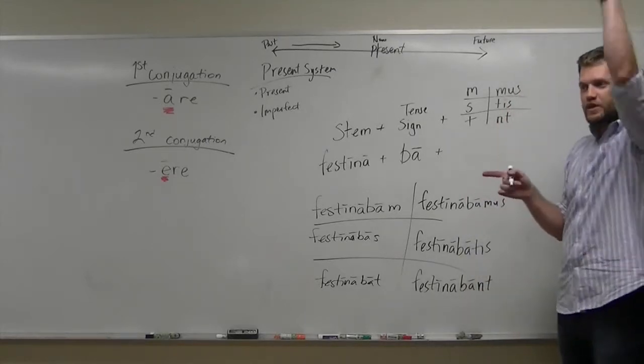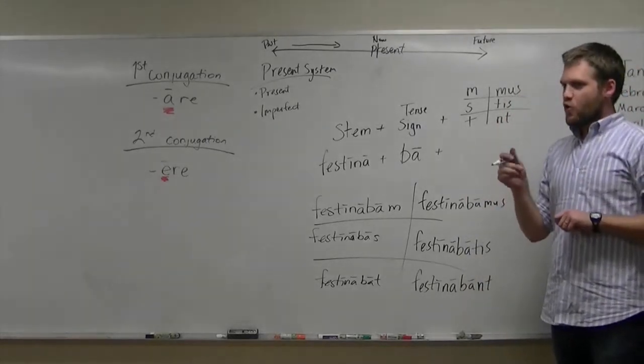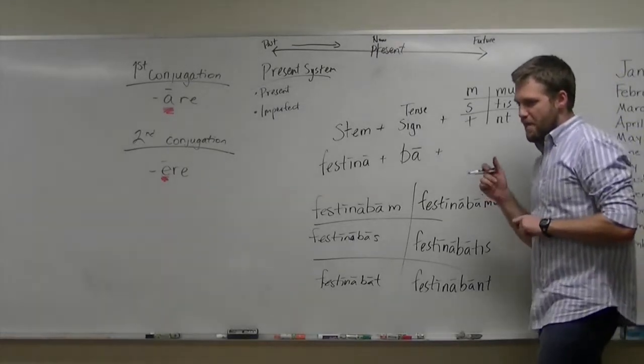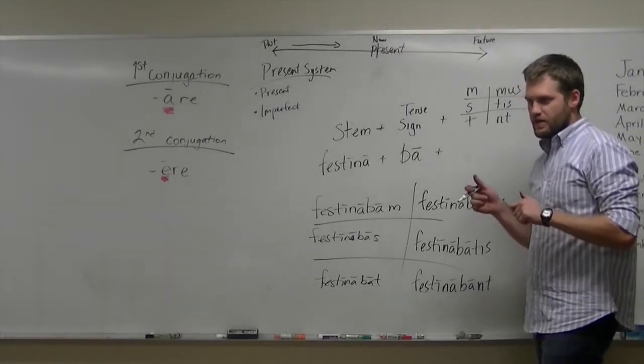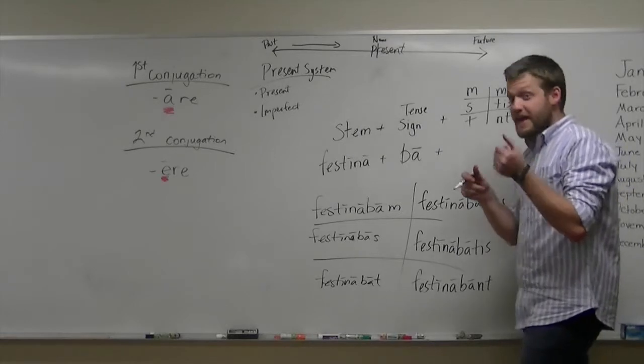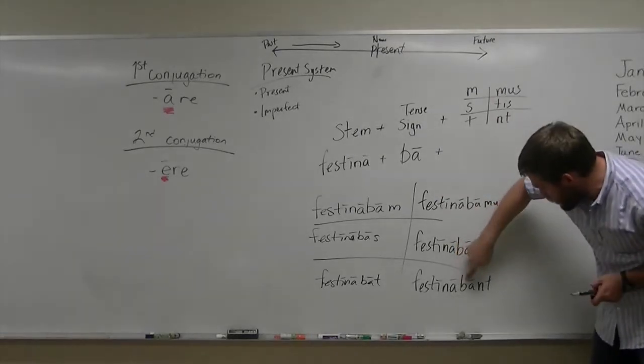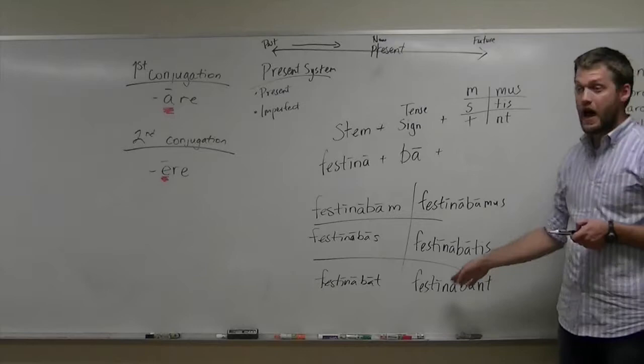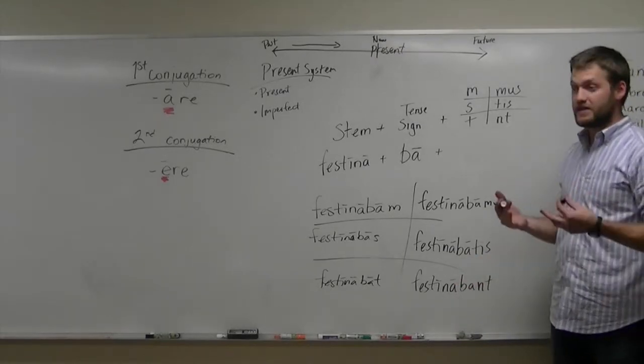Now, just like with the present, we're not done. What are our death letters? What are our macron killers? T. No. Nt. Okay, nt is a killer. Nt anywhere is going to kill it. So sure enough, we have festinabunt, not festinabunt.